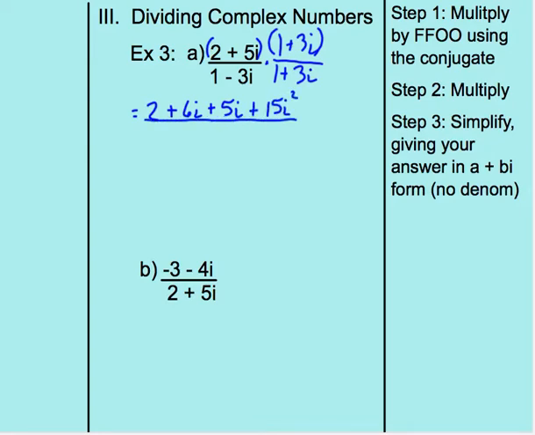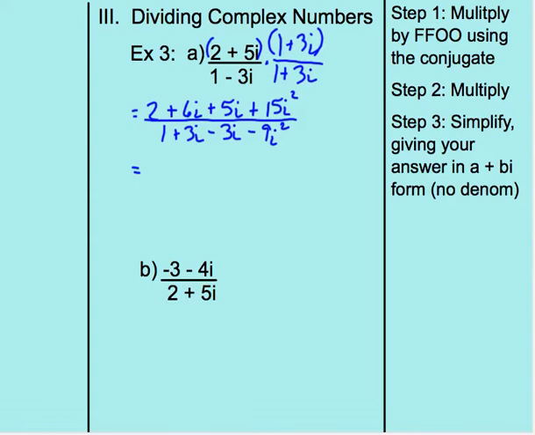In the denominator, I'm going to show this the long way on this example, and then we'll do the shortcut on the next one. We've got 1 times 1, 1 times 3i, negative 3i times 1, and negative 3i times positive 3i. So in the denominator, notice that positive 3i and negative 3i cancel. That will always happen. So the shortcut when you're multiplying conjugates is you can just multiply the first number times the first number and the last number times the last number.